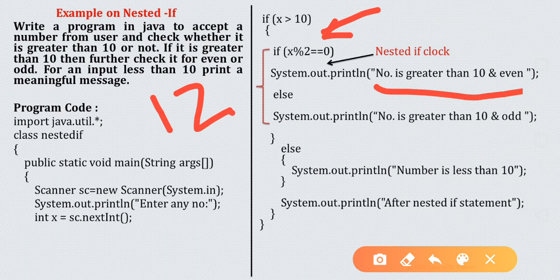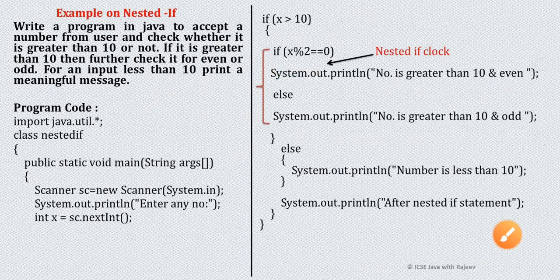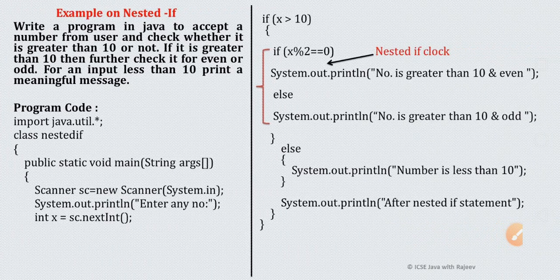Now assume I enter 13. In that case, this condition will be true, but this condition, 13 mod 2 equal to 0, will give false. If it gives false, it will print this message. So for x equal to 13, the output will be number is greater than 10 and odd number.